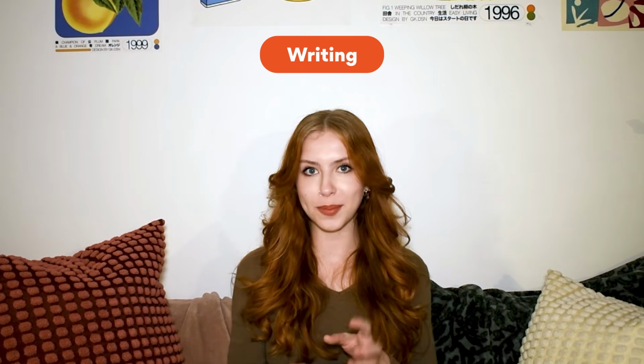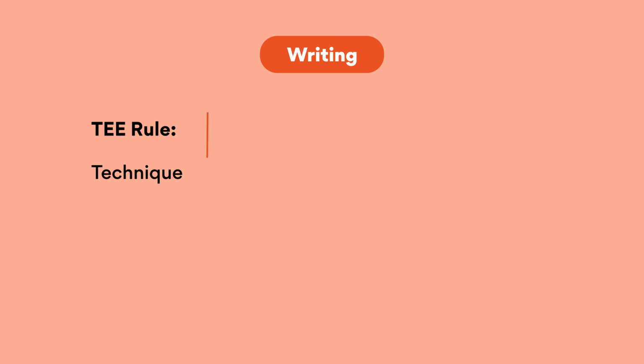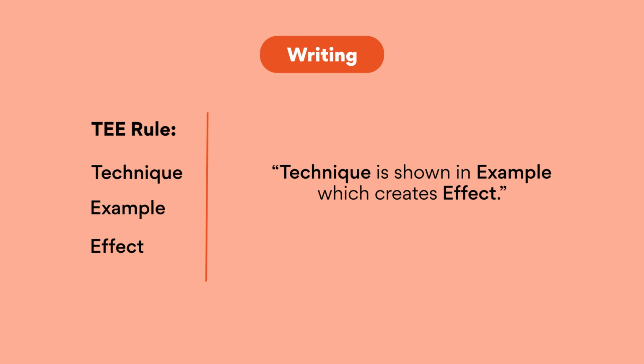So you've done your analysis perfectly. Now what? When writing your language analysis essay, just remember the T rule. This stands for technique, example, effect. If you put it together in a sentence, it would go, technique is shown in example, which creates effect. If you use that formula as a base and you build on it using the analysis you've done, you'll be hitting on the criteria.